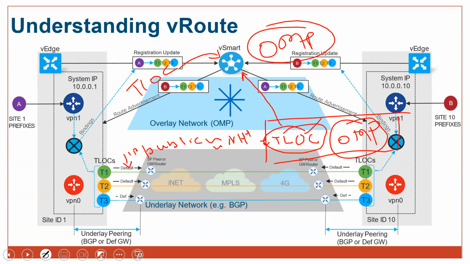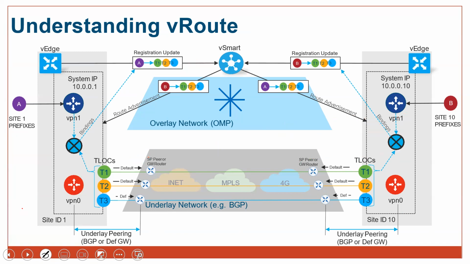OMP is running between vSmart and vEdge. By default, it is on, right? So with the help of OMP, the vSmart knows what the TLOC is. Okay, so now it will be a little bit easier to understand. If I have one prefix A here, vSmart will learn prefix A, right? But how will vSmart come to know that this prefix A is coming via internet or MPLS or 4G?